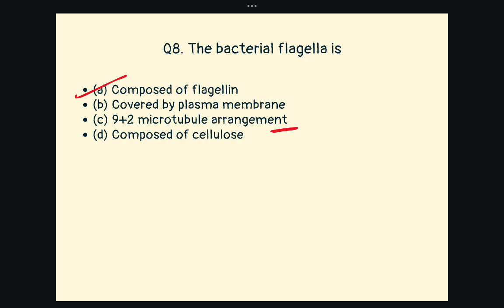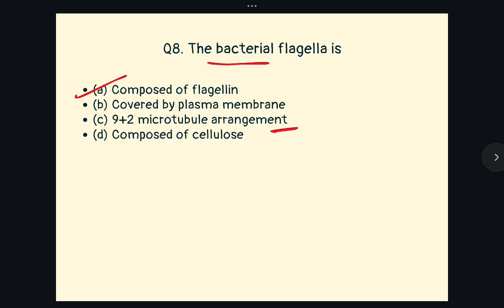So let me clear that 9 plus 2 microtubule arrangement is found in eukaryotes. It is found in eukaryotic flagella, not in prokaryotes. So the correct answer is option A. It is composed of flagellin. The 9 plus 2 microtubule arrangement is found in eukaryotic flagella and cilia. And yes, it is made up of tubulin. But if they are asking for bacteria, this means they are asking you about prokaryotes. So it is composed of flagellin.